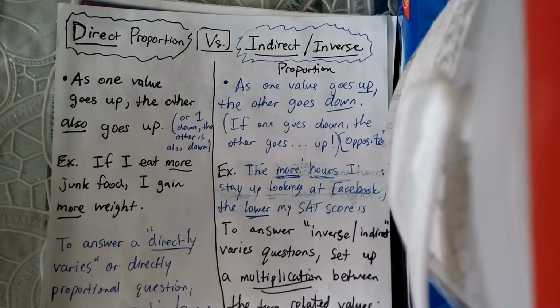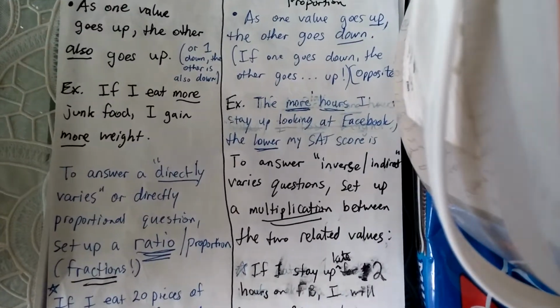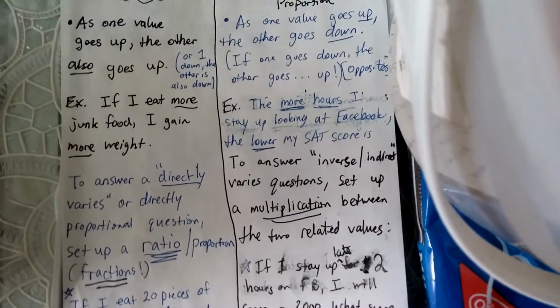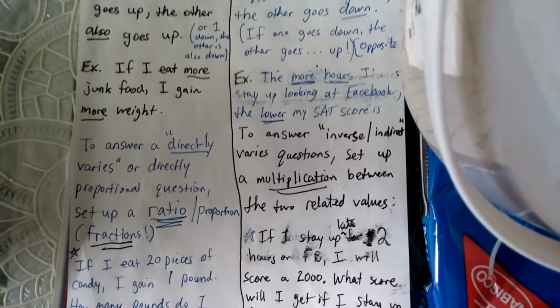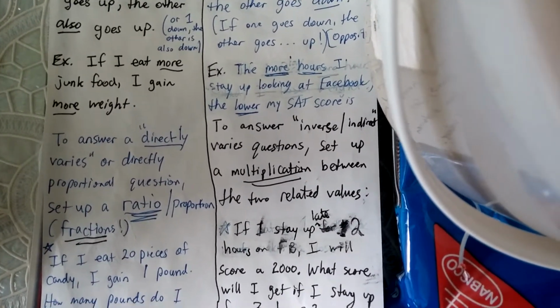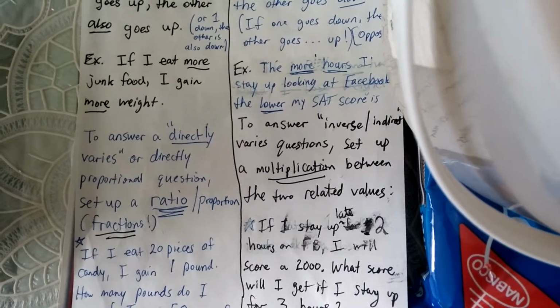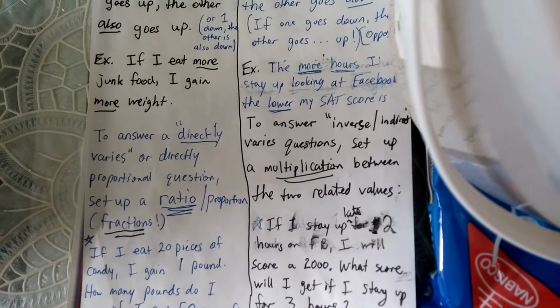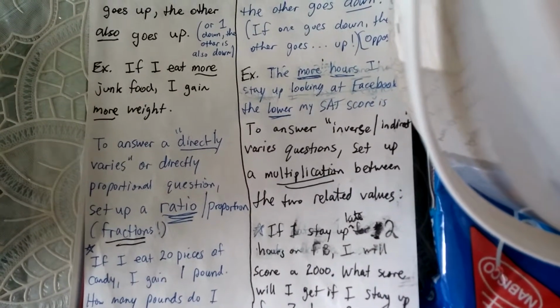All right. So in order to answer an SAT question where they ask you about a directly varying or a directly proportional relationship, you want to set up a ratio or a proportion using fractions. It's very important. Relate the word direct to the word setting up fractions. Okay, direct, you set up fractions.